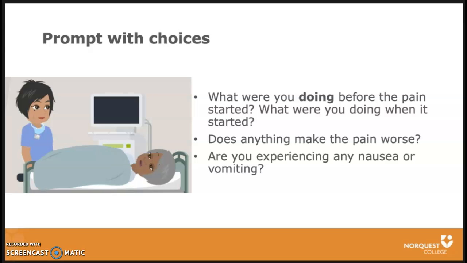Does anything make the pain worse? If they can't answer the open-ended question, you could prompt with some more choices. Does it hurt more when you cough or move? Does it hurt more when you take a deep breath? Any other symptoms with your pain?